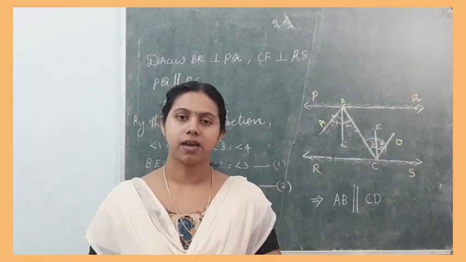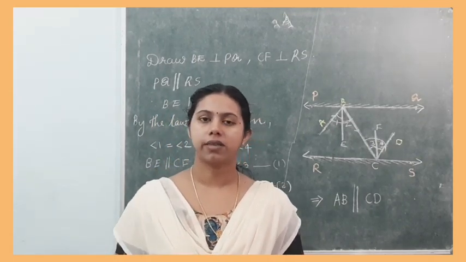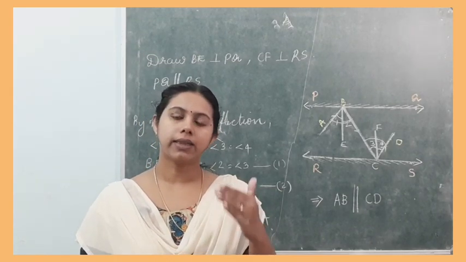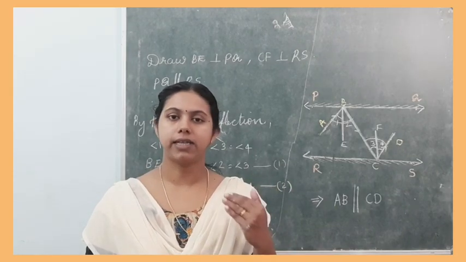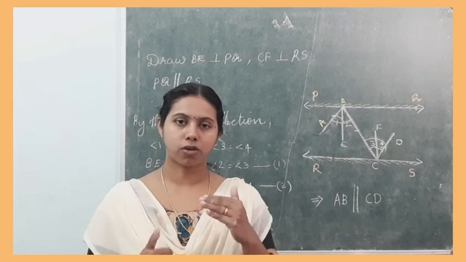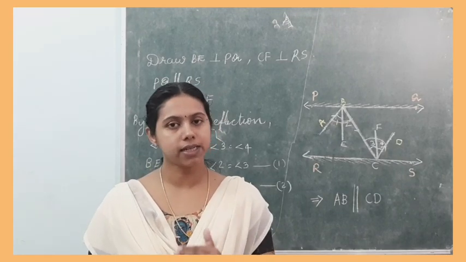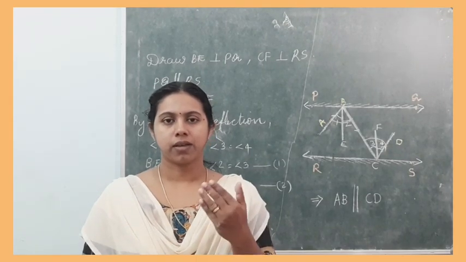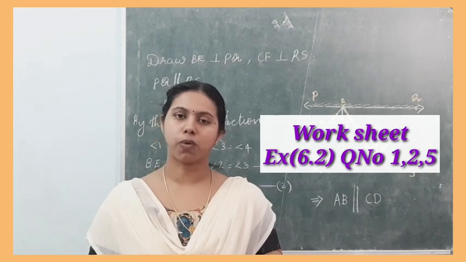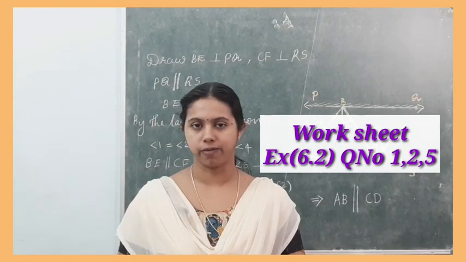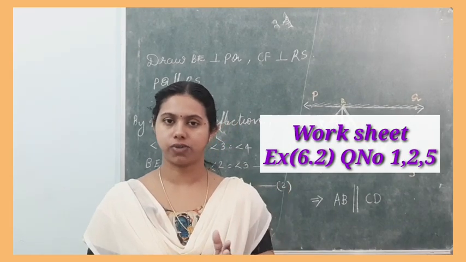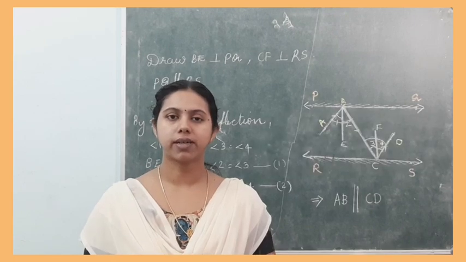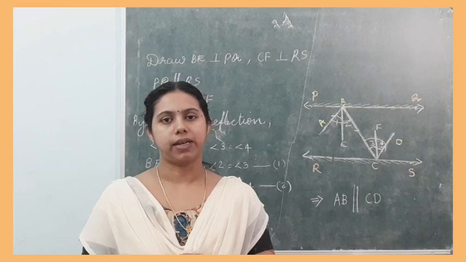Then next, for theorem 6.6, write the heading lines parallel to the same line. Then write theorem 6.6, and put that in a box too. Then you have to study all the questions we discussed in the class and write them in the notebook. You should write the question, figure and solution. Today's worksheet is exercise 6.2, question numbers 1, 2 and 5. All the exercise questions in exercise 6.2, you have to write and study, do your worksheet and study properly. Thank you.